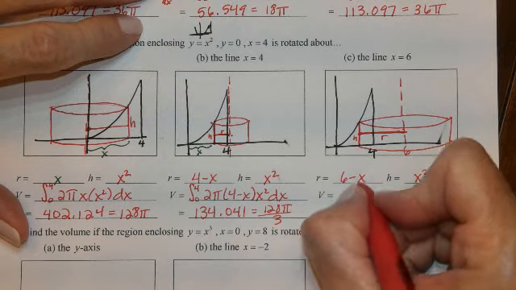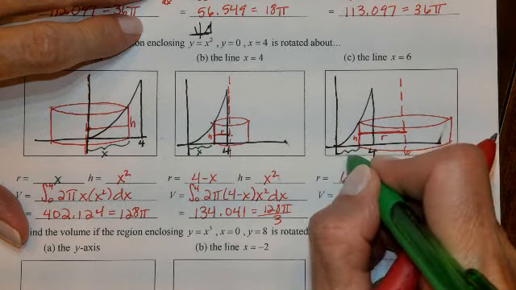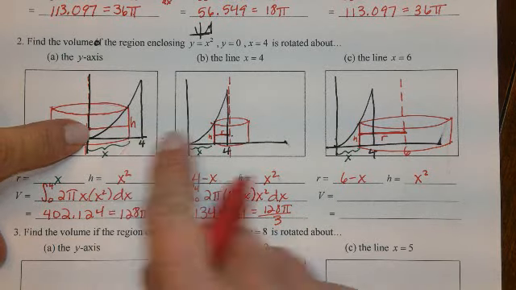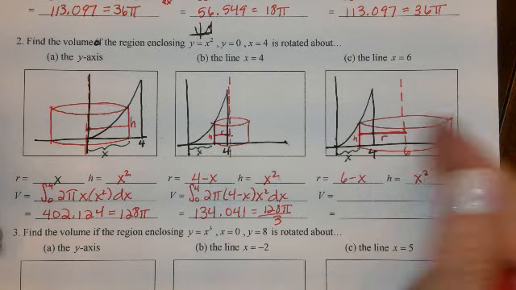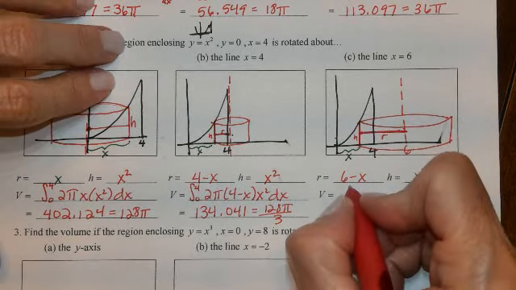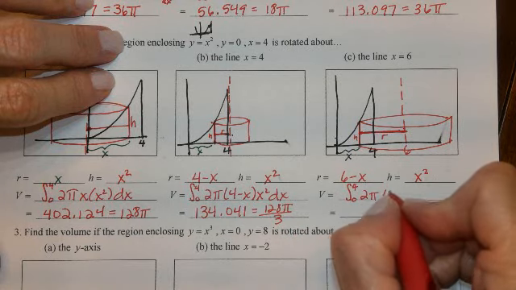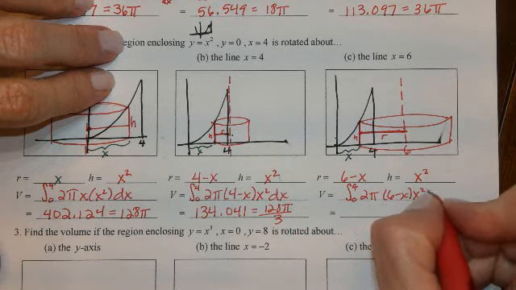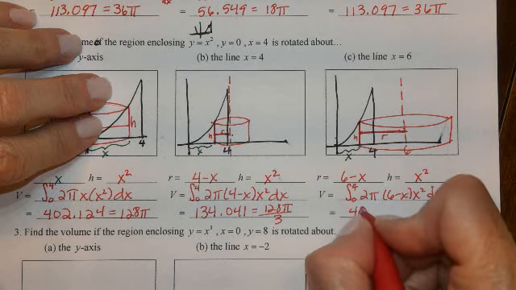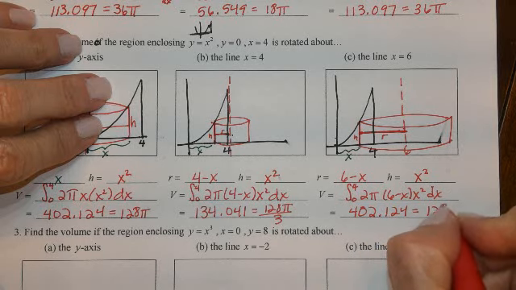So 6 minus x. Remember, from the y-axis to your slice is always x. Sometimes that's also the radius. But if your axis of revolution is to the right, you're going to need to subtract that x. Integral 0 to 4, 2 pi r h dx. And we get 402.124, which is 128 pi.